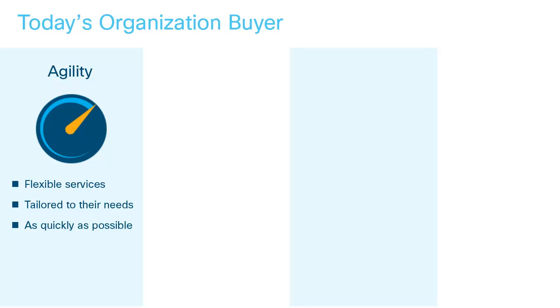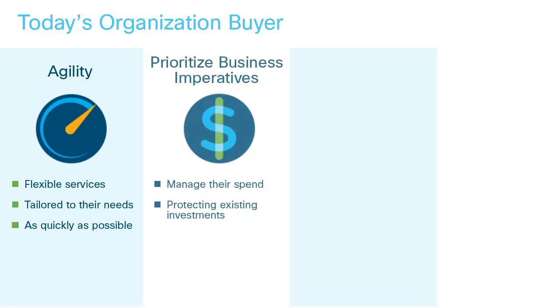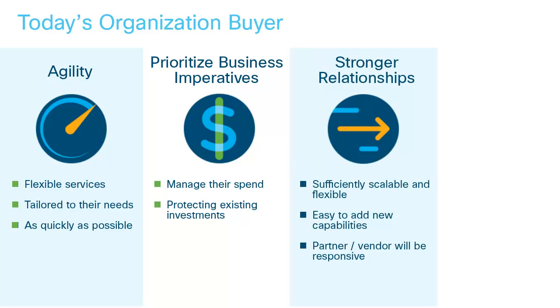Today's organization buyer is looking for agility. Today's buyer needs to meet the changing needs of their organizations. In order to ensure that business goals are met, employees need flexible services tailored to their needs as quickly as possible. Prioritizing business imperatives. At the same time, enterprises need to manage their spending according to budgeting needs, while protecting existing investments in current solutions, which may include an on-premises infrastructure.